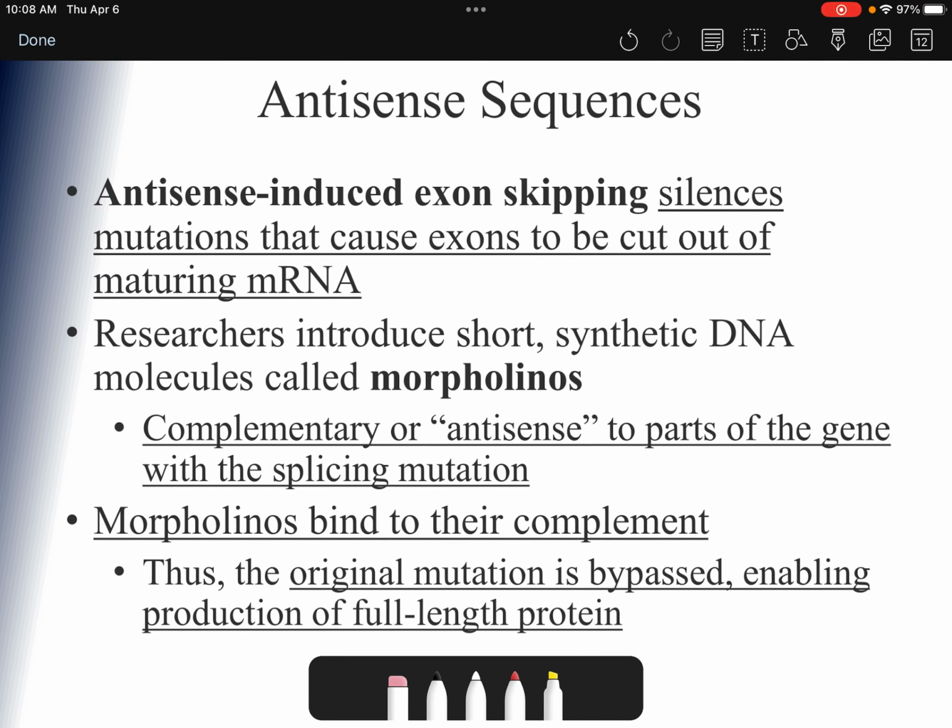We also have antisense induced exon skipping. What this does is it silences mutations, okay? So it helps stop the mutation from occurring that causes exons to be cut out of maturing messenger RNA. Remember, it's your exons that code for proteins. So if you have a mutation that causes the exons to get cut out before the messenger RNA leaves the nucleus and goes to a ribosome, you're never going to have that protein made.